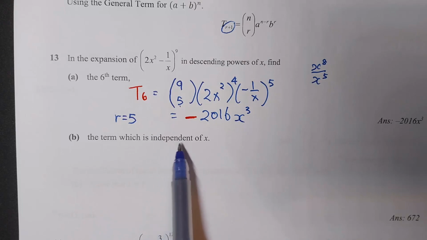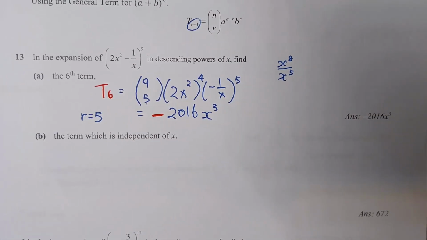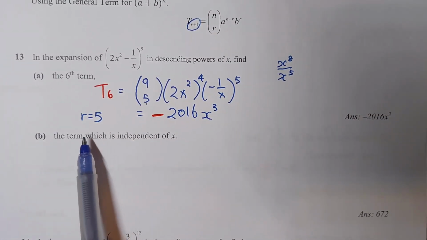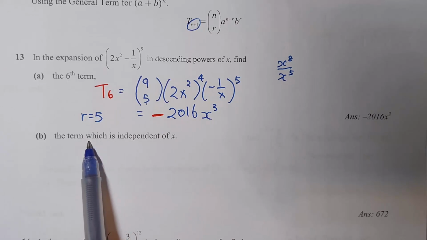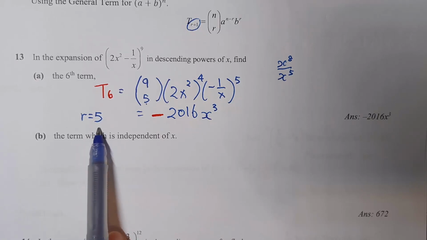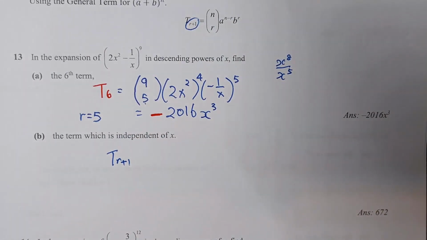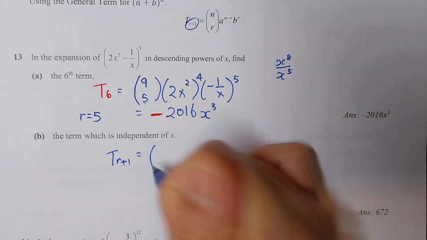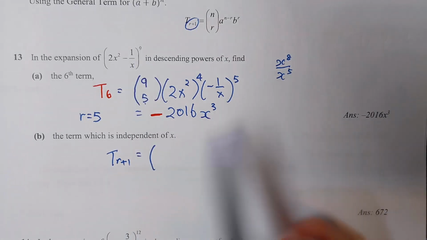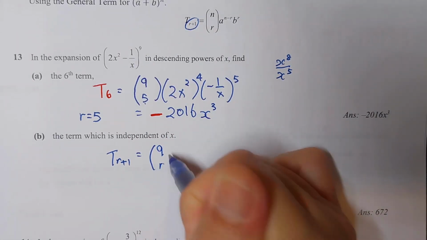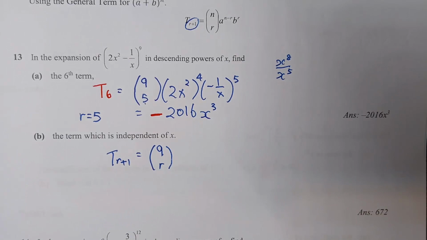Now for the term which is independent of x. So now we have an issue because we do not know which term is independent of x, which means we do not know the value of r. Our job here is to actually first determine what is the value of r. So as a habit, write t r plus 1, just to help us to remember that this is the r plus 1 term. We do know that n is still 9, but we do not know which r value it is because we do not know which term it is.